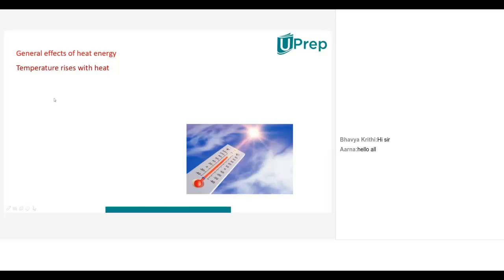Thermometer. Very good, thermometer. So he'll take the thermometer first, and he will keep that thermometer in your mouth and wait for some time, and after that he will remove it and check it, and he will tell your temperature. Isn't it?